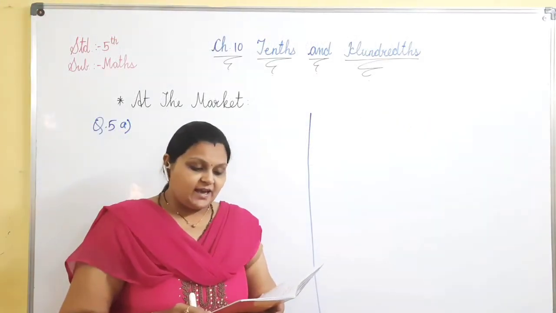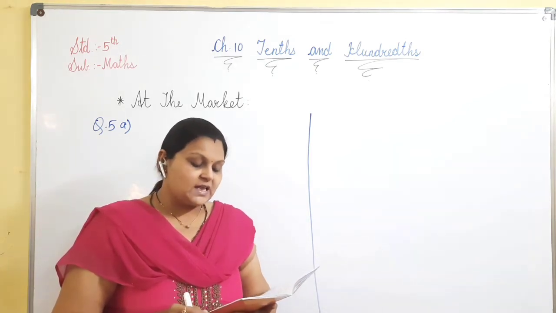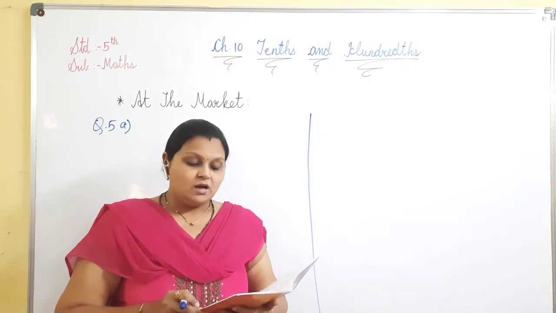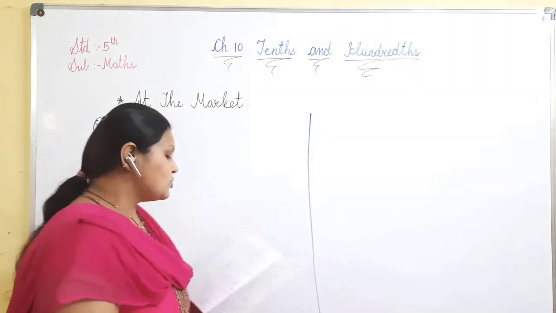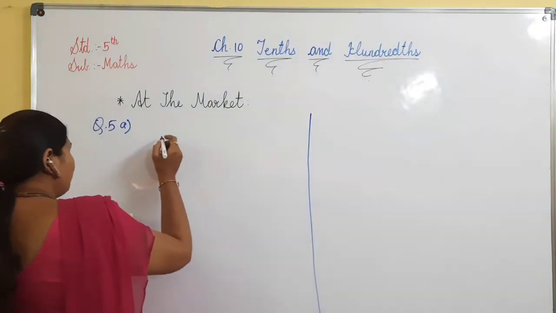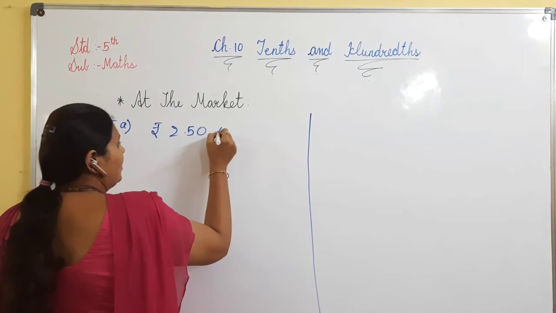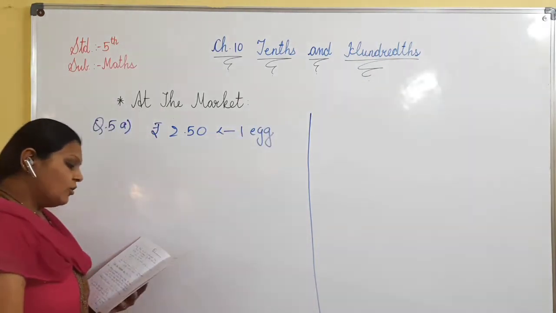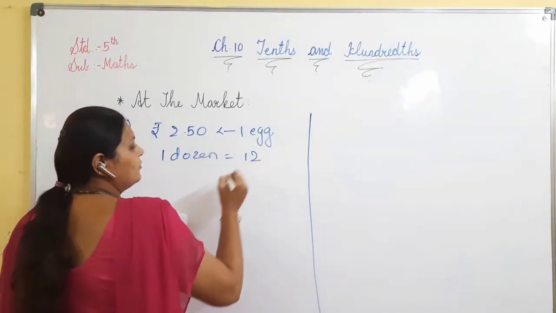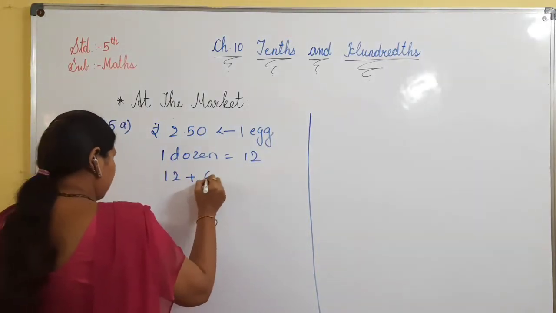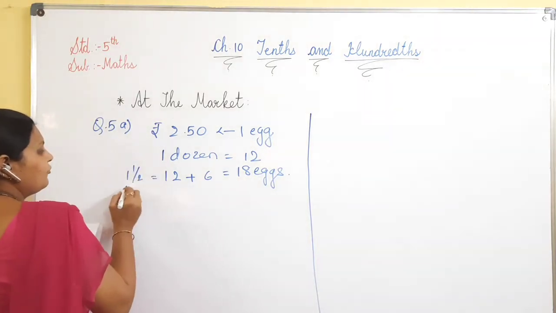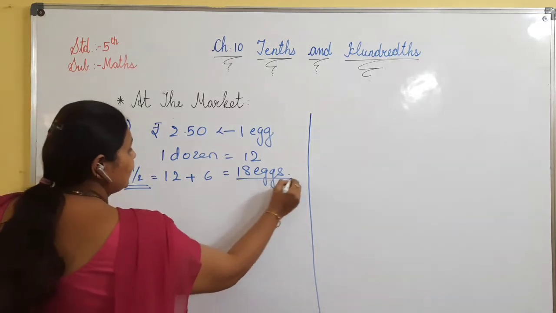Next question is, an egg costs 2.5 rupees. How much will 1.5 dozen cost? We have to find the value of 1.5 dozen of eggs. Now the cost of one egg, in some books it is given as banana, but in place of that we will use the word egg. So the cost of one egg is rupees 2.5. In 1 dozen we have 12, so 12 plus 6, that is 18 eggs. So 1.5 dozen has 18 eggs.